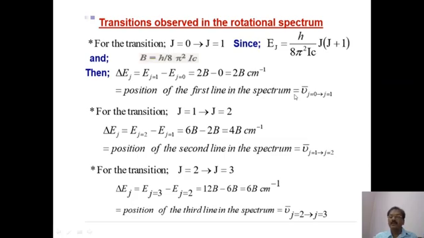The position of the first line in the spectrum, with nu bar, for J equal to 0 to J equal to 1 is 2B. Now we should go for the next, J equal to 1 to J equal to 2. What is the difference between these two? So when J is equal to 1 going to J equal to 2, it is 4B.